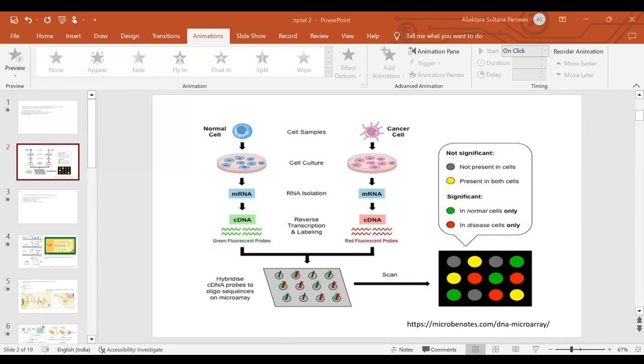Okay, but if it is present only in the normal cell, what will happen? In the normal cell, this transcript will only be able to bind to it, but the red fluorescent probe will not be able to bind to it. And that's why you will only be able to see the green signal from here. Vice versa, you will see only the red if it is present only in the cancer cell.